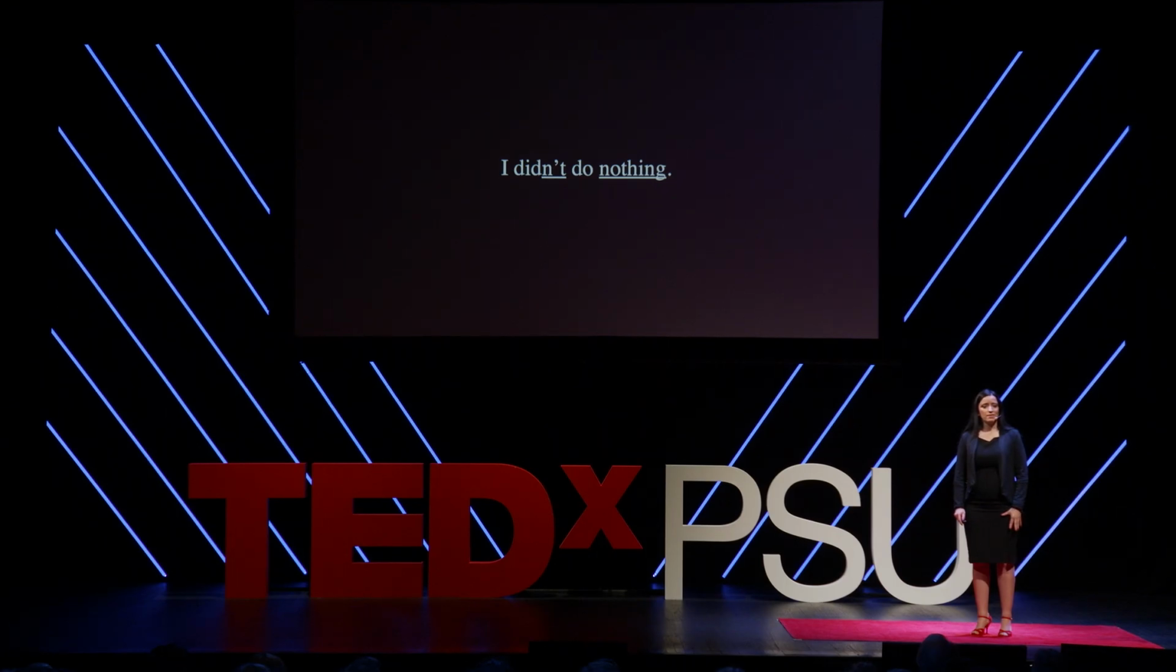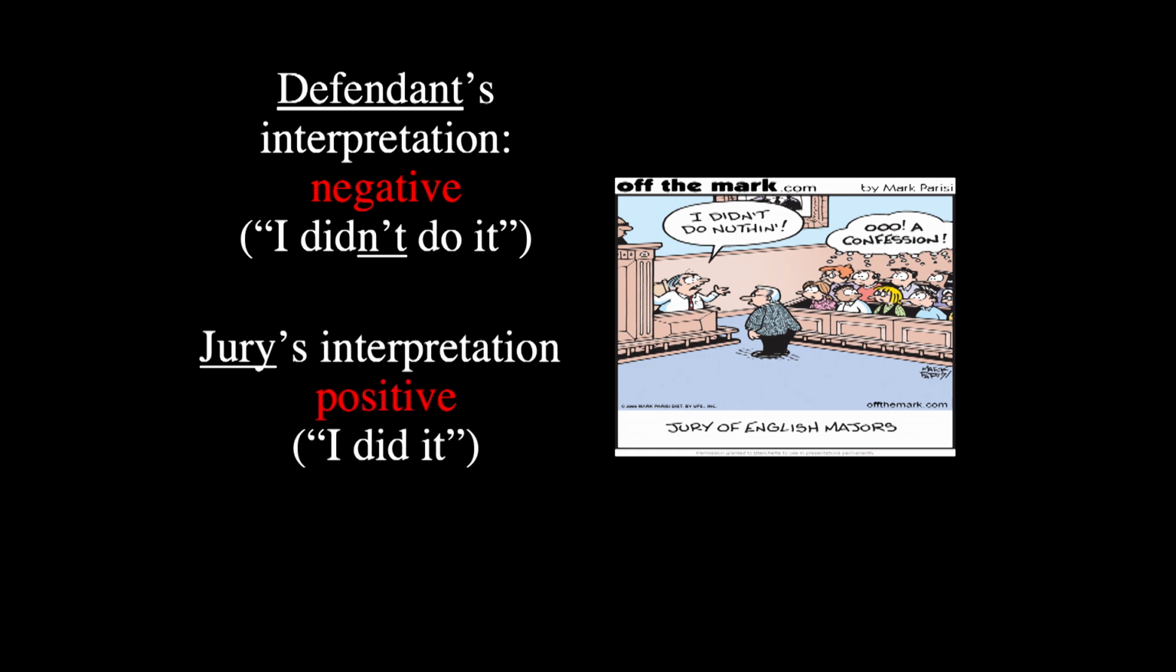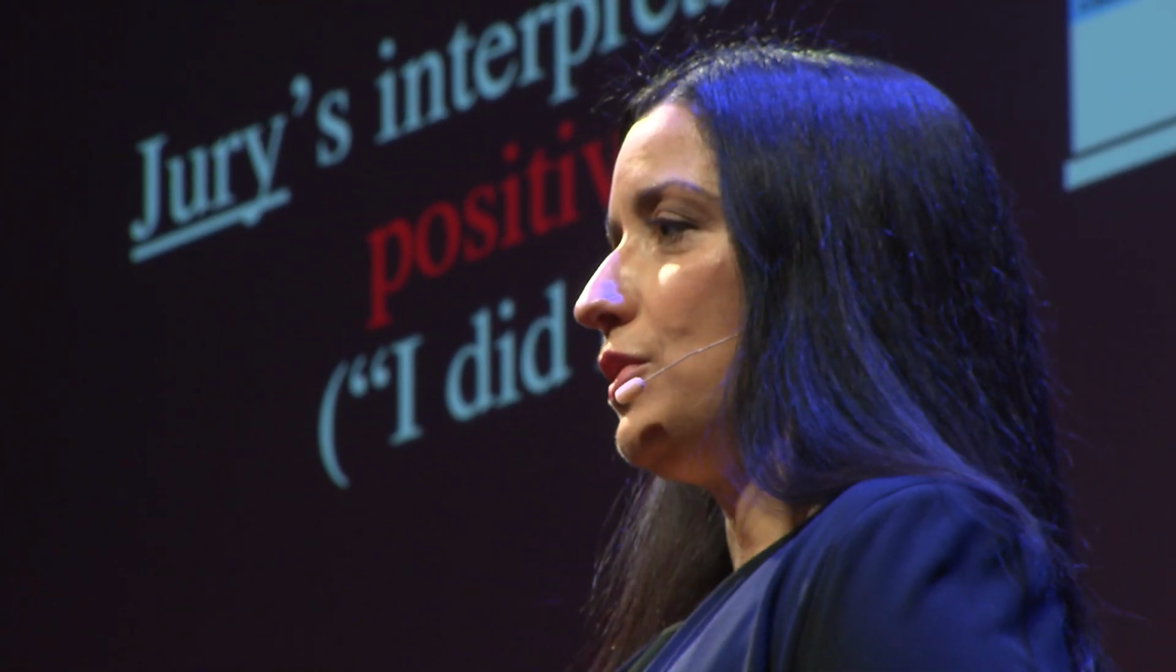I didn't do nothing. And what the courtroom scene is telling us is that this sentence is potentially ambiguous, so it can have a couple of different meanings. The first meaning is the defendant's interpretation of this sentence. If we were to paraphrase what he's trying to say, it's, "I didn't do it." Okay, so that's the negative meaning of the sentence. The second meaning is how the jury is interpreting his sentence, which we could paraphrase by saying, "I did it," which is actually a positive interpretation of it. So those two negations are kind of canceling out, giving you this positive interpretation.